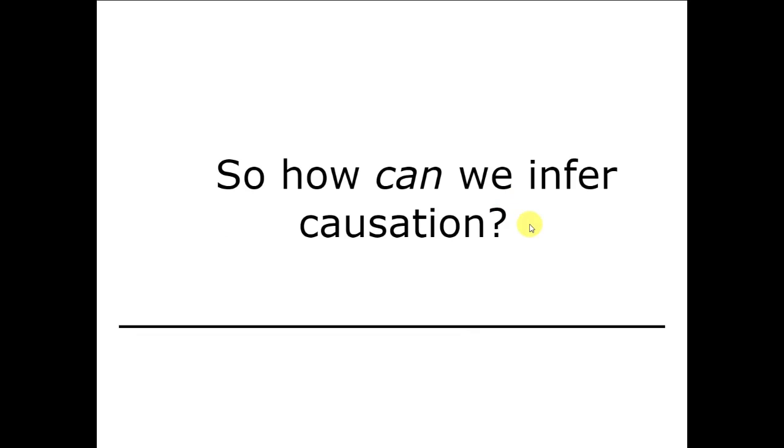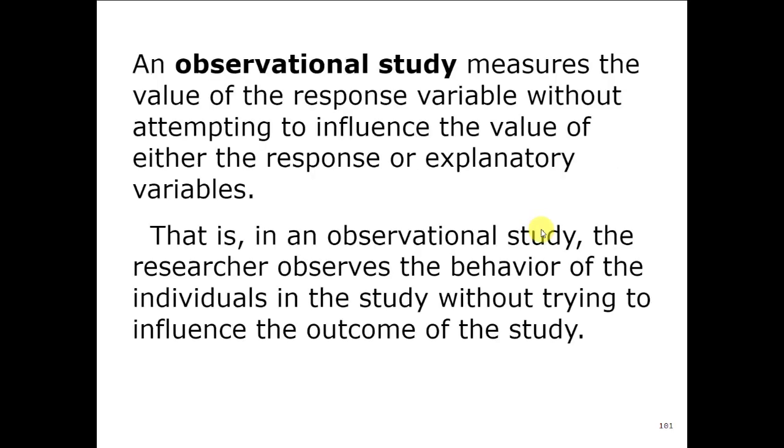So how can we infer causation? Well, let's do a quick review of the types of studies we can do in statistics. The first is an observational study. In an observational study, the researcher has completely removed themselves from the study and just observes behavior. So there is no interaction between the researcher and the subjects. What's happening is completely natural. It's happening on its own without the interference of any researcher or any factors whatsoever.